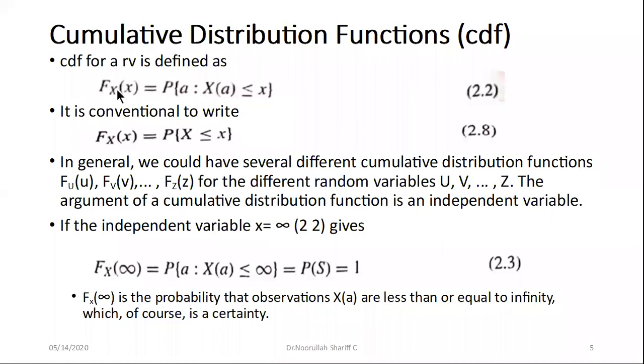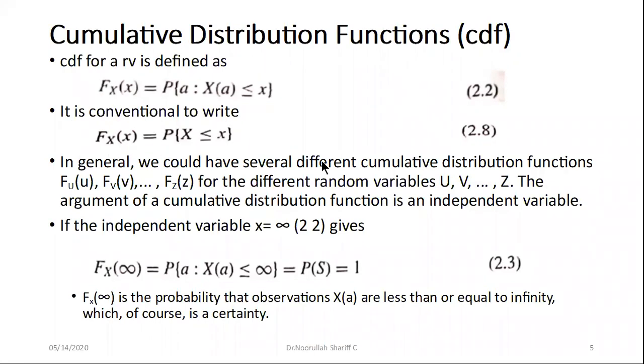So for example, if you have a dice, 1 to 6 as the values of x, what is the cumulative distribution function corresponding to Fx of 3? It will be P(X(A) less than or equal to 3). It is conventional to write this value.